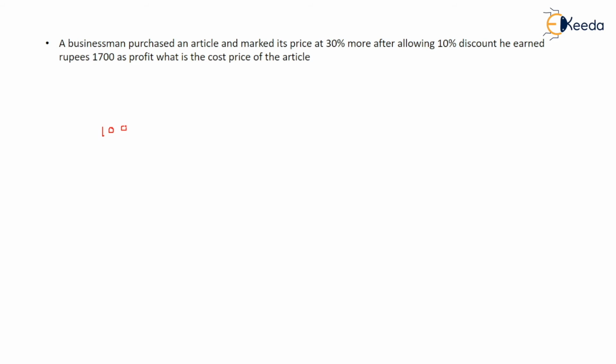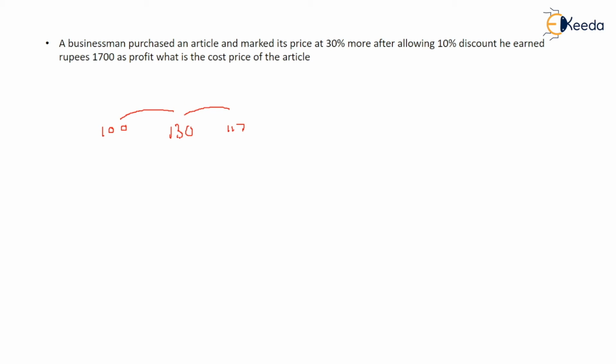Suppose 100 is the price of that article. Okay. And this person marked this price 30% more, so he marks it at 130. But after allowing a 10% discount, what is 10% of 130? It means 13 rupees. So 13 rupees less, which means he is selling this at 117. He earned rupees 1700 as profit. What is the cost price of the article?